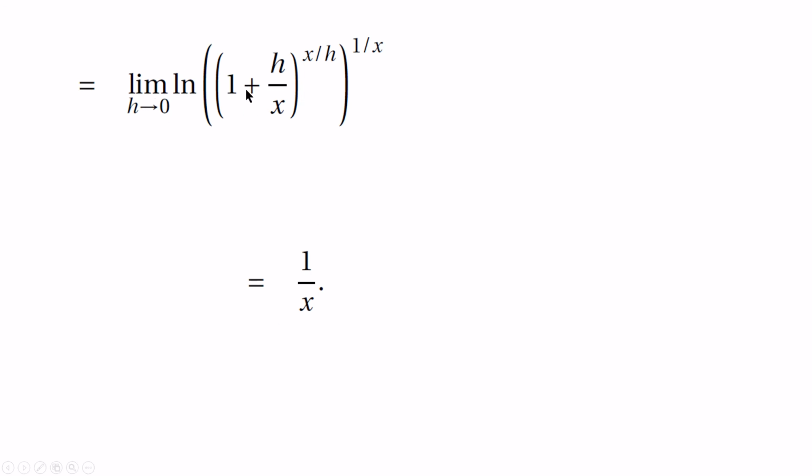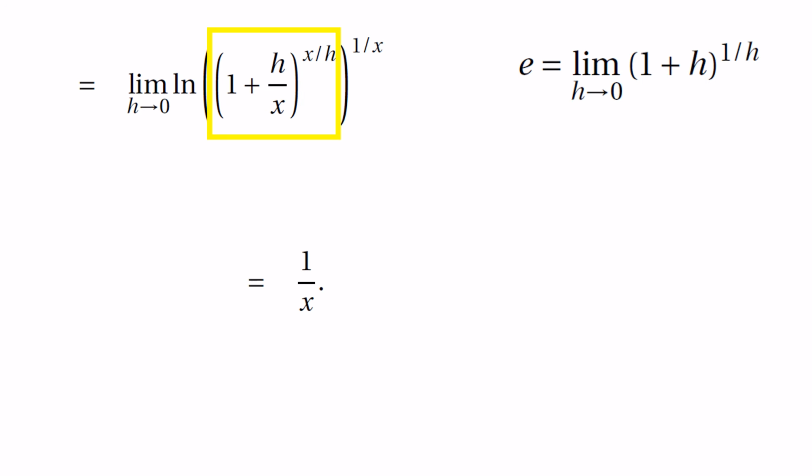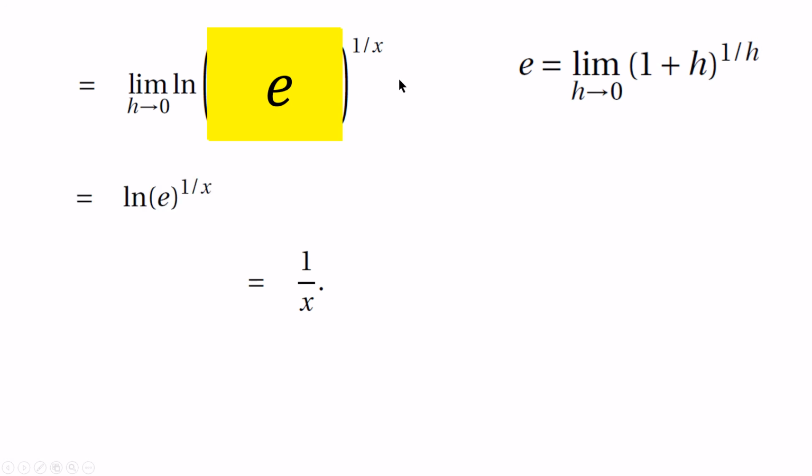So we have natural log of 1 plus h over x raised to the x over h. As h goes to 0, h over x also goes to 0. So all of this right here, remember e is equal to the limit as h approaches 0 of 1 plus h to the 1 over h. That means all this is e. So now my limit becomes the limit as h approaches 0 of natural log of e raised to the 1 over x. Now I'm going to pull the same trick I did before with the exponent. 1 over x can come out front. So then I have that 1 over x times the natural log of e, and natural log is log base e.